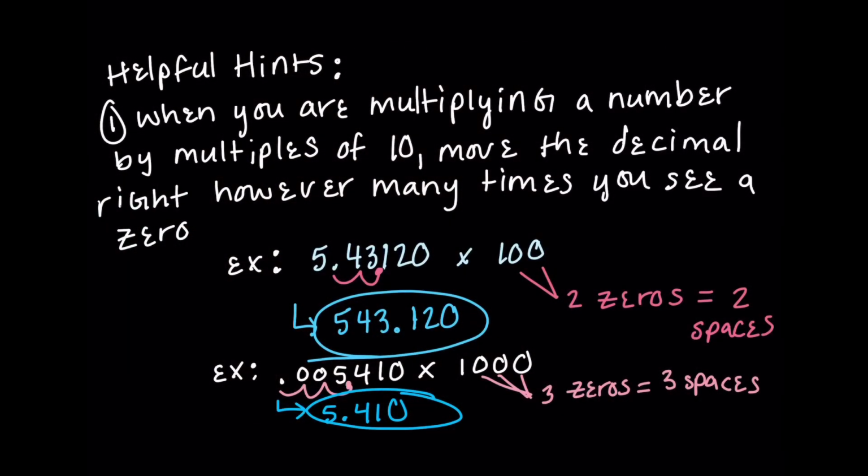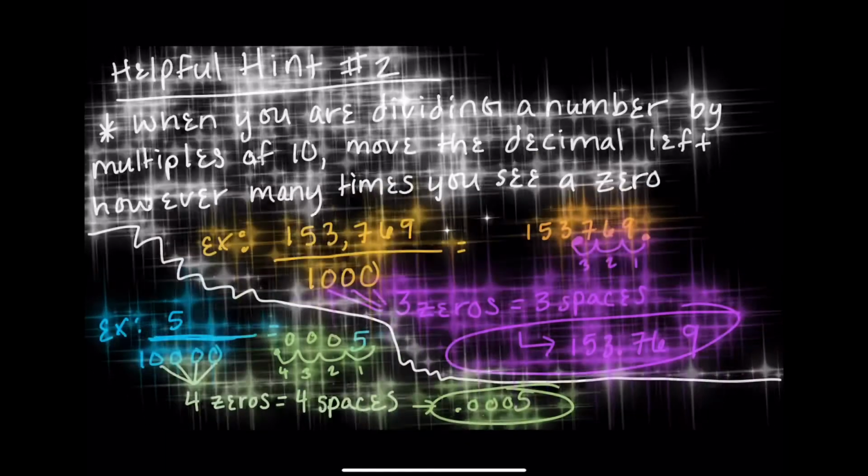So here's a helpful hint. Like I just said, when you're multiplying a number by multiples of 10, which means something times 10, something times 100, something times 1,000, all you have to do is move the decimal where you see it naturally occurring in the number. Move it right however many times you see a 0.